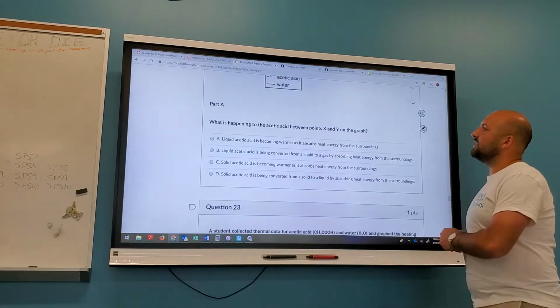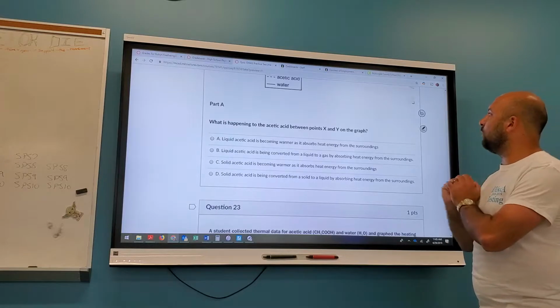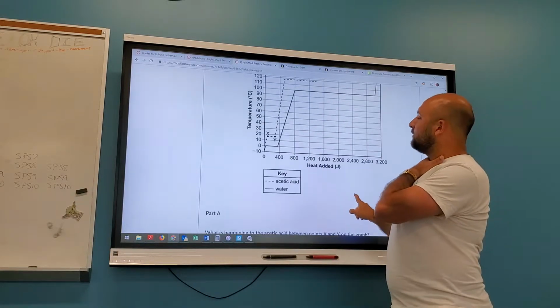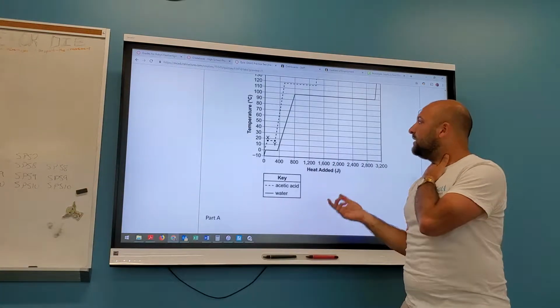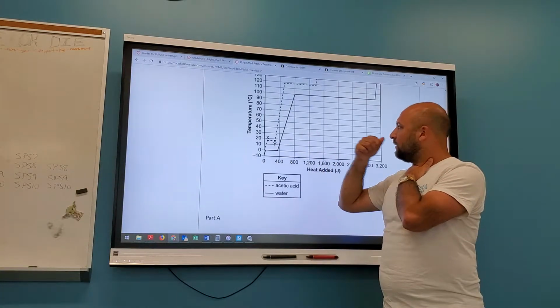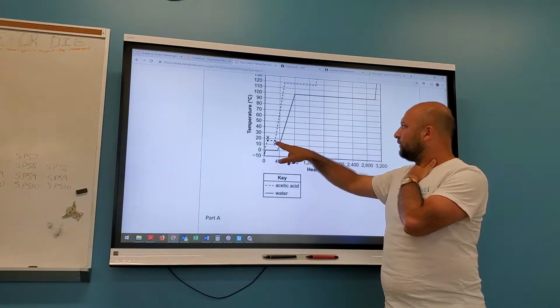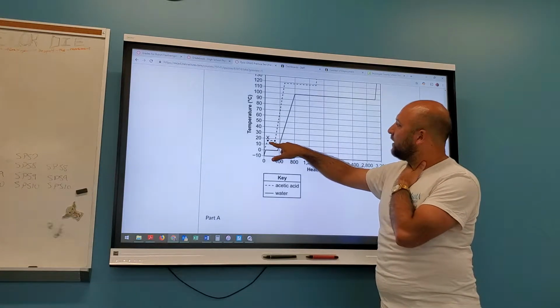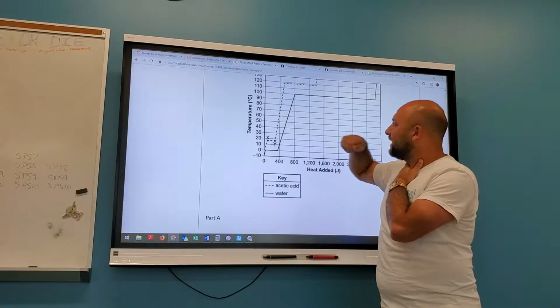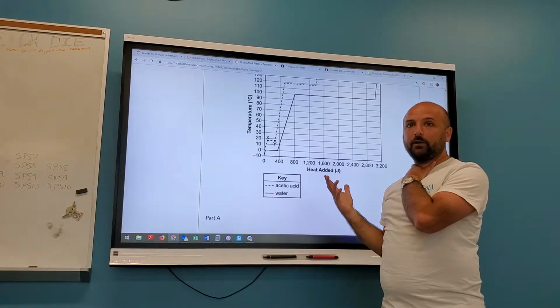What's happening to acetic acid between points X and Y on the graph? Let's come up here and look at acetic acid between X and Y. So we have a flat area. You guys know from what we've done that a flat area means a change in state. So if we look at the flat area there, that means this is a solid. Flat area means it's going from a solid to a liquid. So we got melting going on right there from X to Y, right?